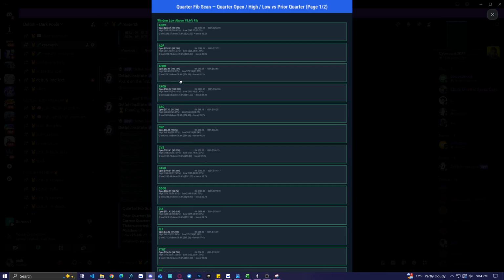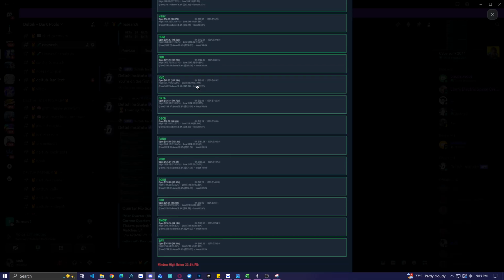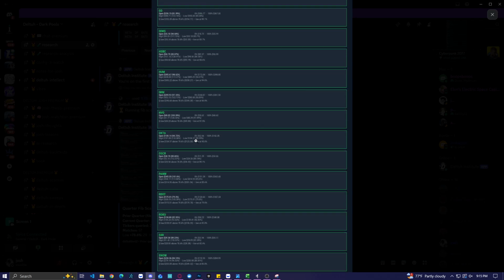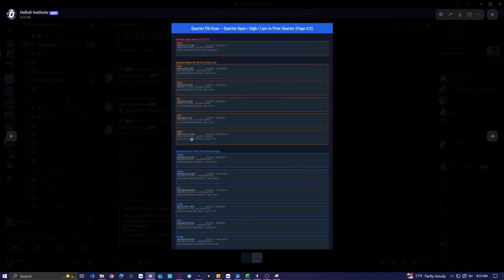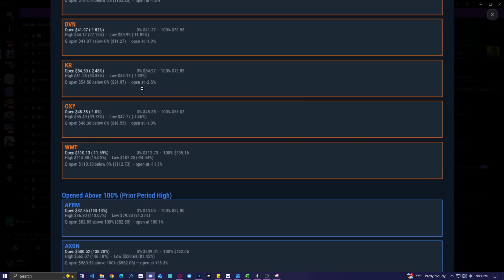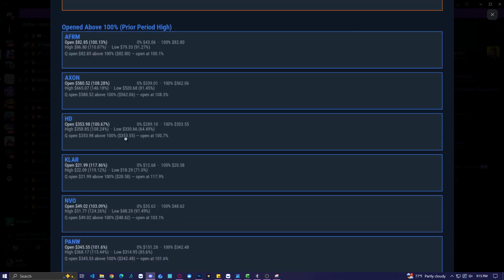So I'll look at these and I'll look at the open. Where did they open? These opened above the 78% fib. They're all in green, all of these stocks that opened above the 78% fib on the quarter. That makes it easier for me to spot which stocks opened above the 78% fib, which opened below the 23% fib, the 0% fib, opened above the 100% fib, etc.